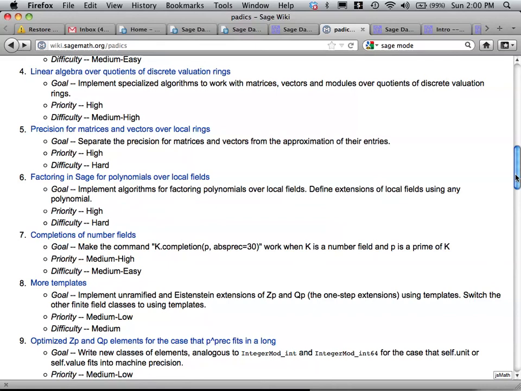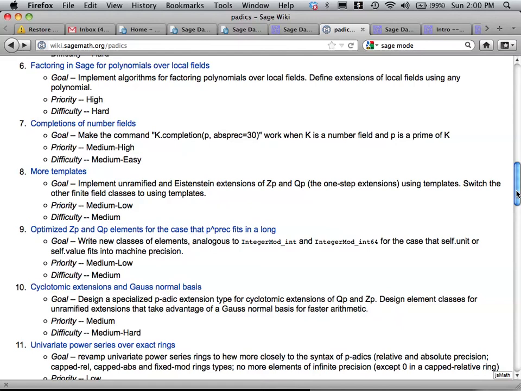And just as for polynomials, being able to separate the precision structures for matrices and vectors. I already mentioned this briefly. Factoring polynomials over local fields, implement that. And I know that Sebastian and his student Brian have been thinking about this. I don't know what the status of that is, but I'd like to. Sebastian is giving a talk tomorrow about factoring, so hopefully we'll be able to hear something about that then.